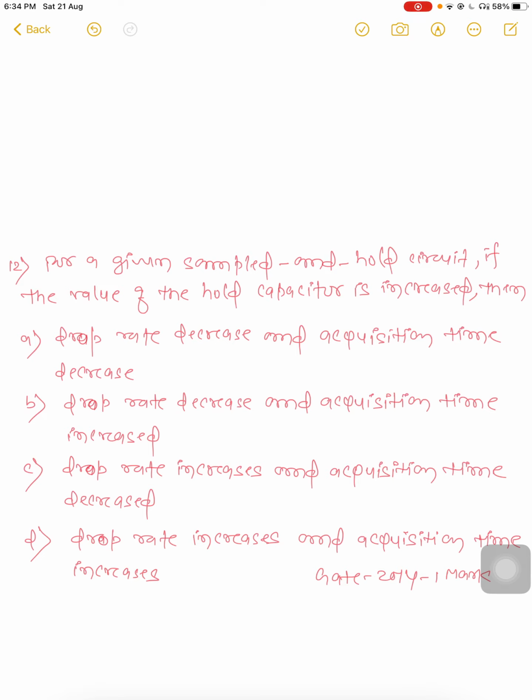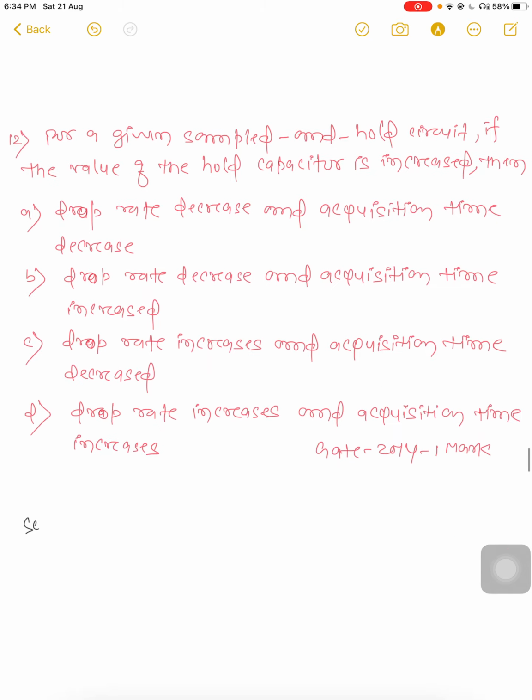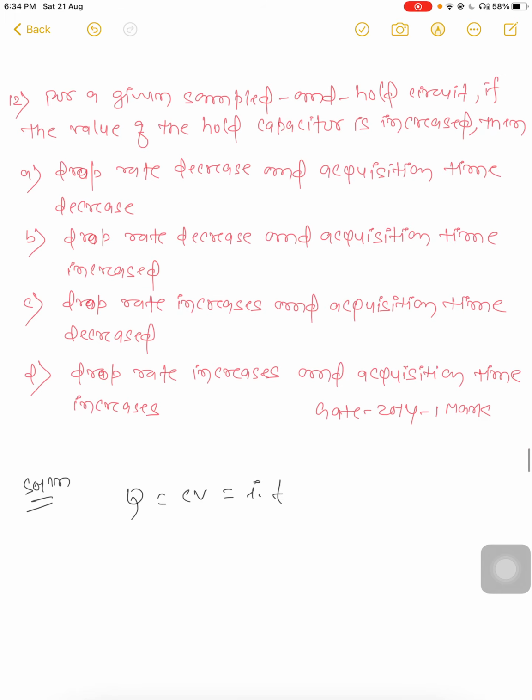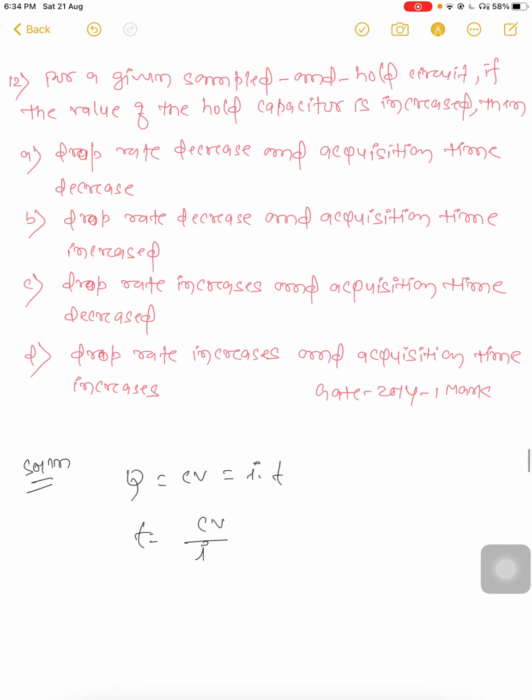Now comes the next question. For the given sample and hold circuit, if the value of the hold capacitor is increased, then according to the sample hold circuit we know that Q is equal to CV, and we can say that I into T, so T is equal to CV upon I. From the equation, T is directly proportional to C. It is clear that if the value of the capacitor increases, then the acquisition time increases.